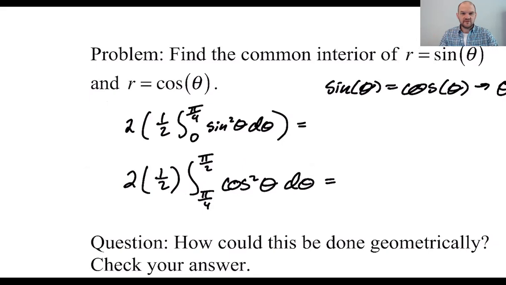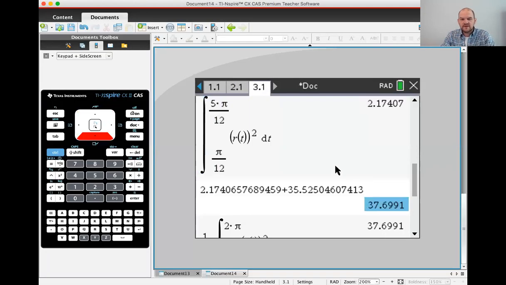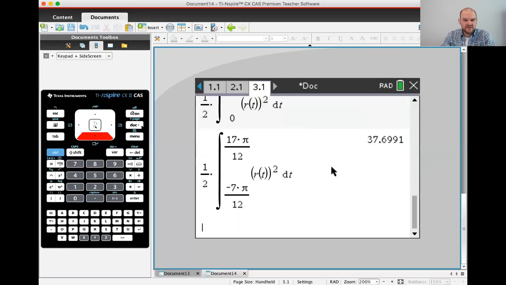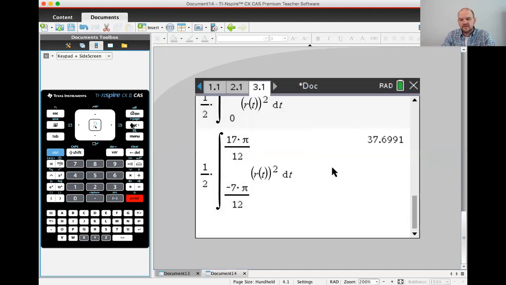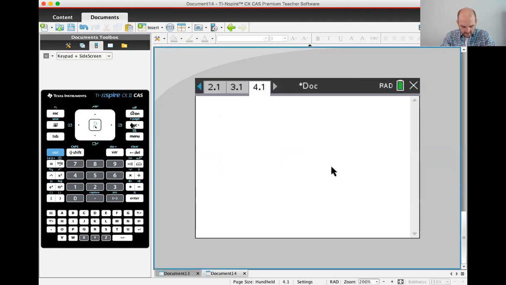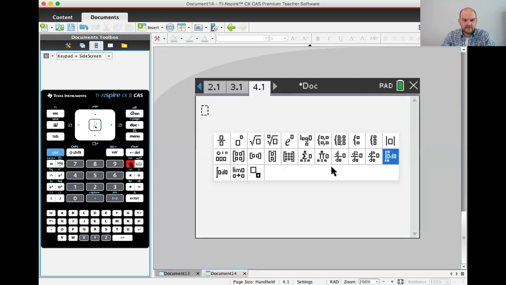Let's switch over to a calculator and see how we did. I don't have a calculator open. Let me see. All right, let's switch over to the calculator and see how we did. You have to make sure that you're in radian mode. I'm going to start a new problem. Calculator. So template for integral.